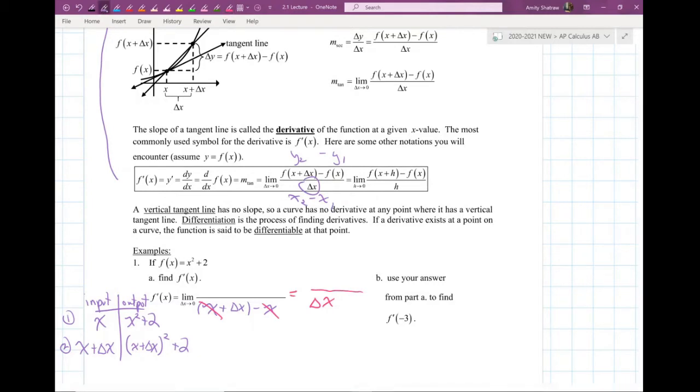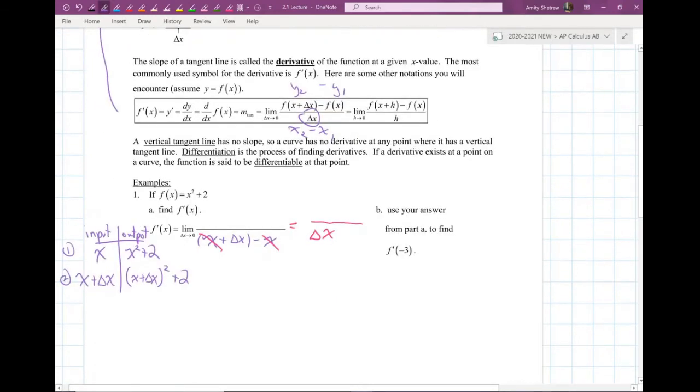Then what happens on top? Well, on top, I'm going to have an x squared plus, well, I'm going to have to expand, sorry. I'm going to have to expand this guy right here. Okay, and then I'm going to add 2 to it. And when I do my expansions, I use the box method. I'm going to do it like this.